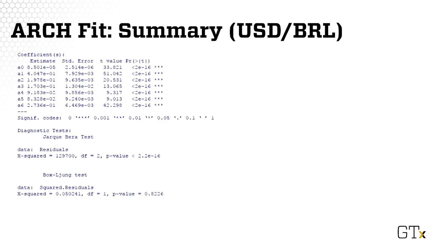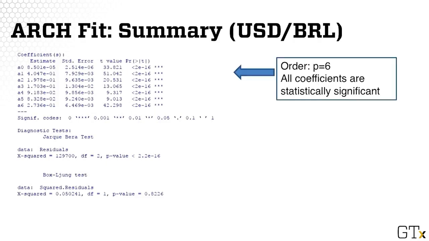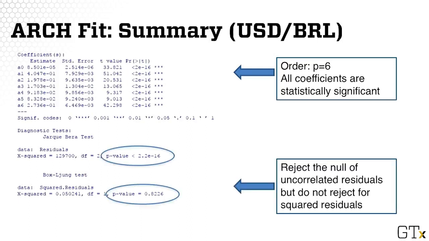For this model, I use an ARCH of order 6. All coefficients are statistically significant since the p-values of the test for significance are all very small, indicating that an order 6 for the ARCH model is appropriate. A larger order ARCH model should be explored. Similarly to the model fit for the Euro-USD exchange rate in the previous slide, we reject the null hypothesis of uncorrelated residuals, but we do not reject the null hypothesis of uncorrelated squared residuals.